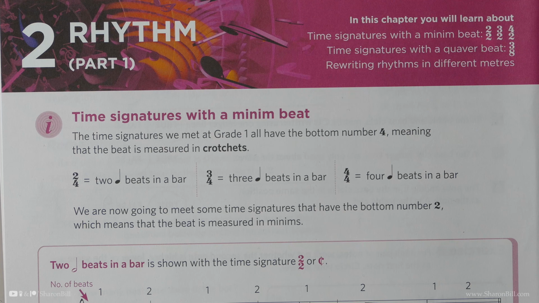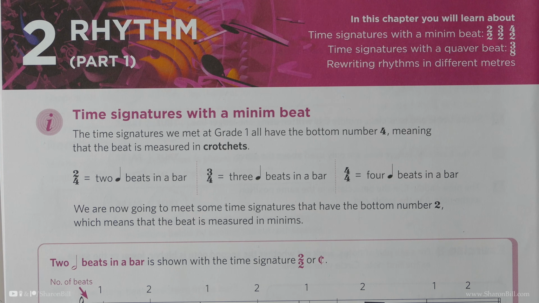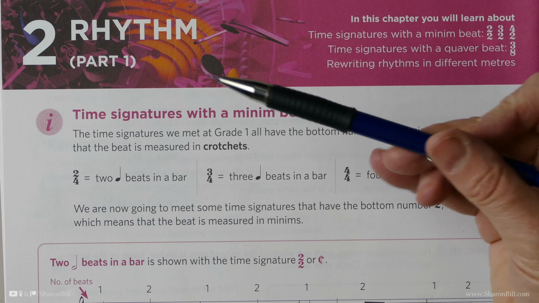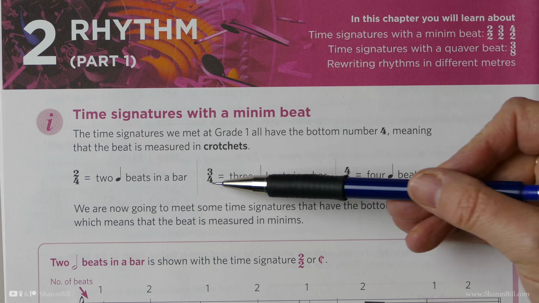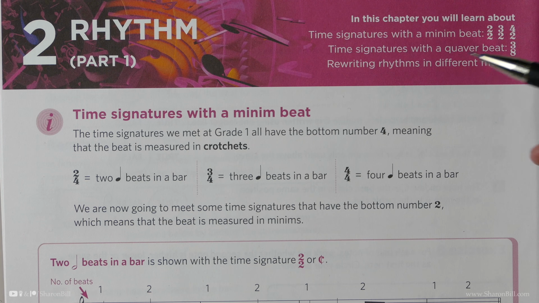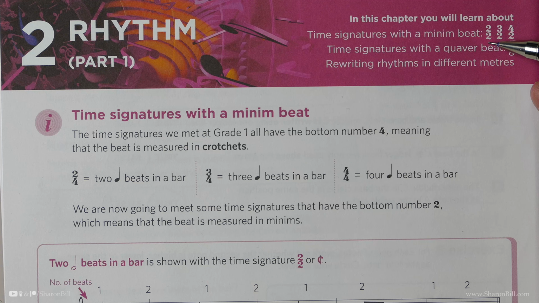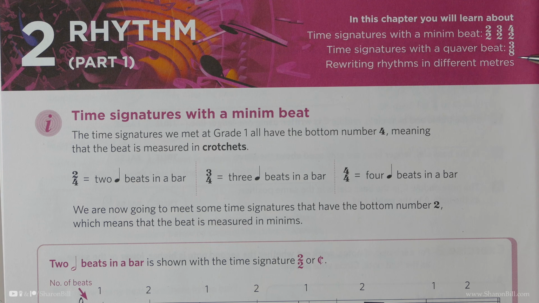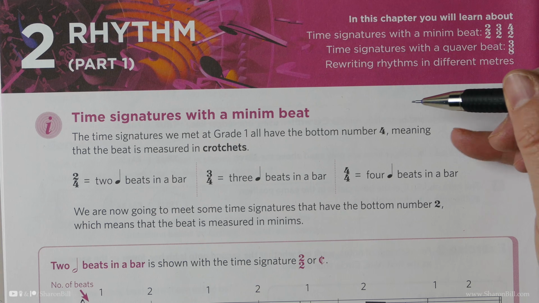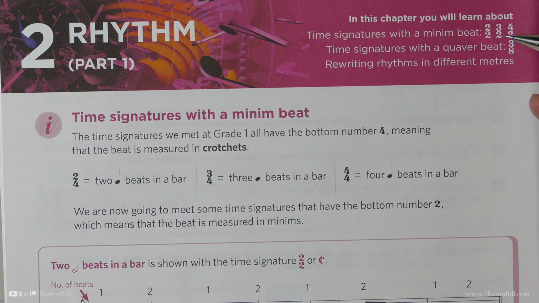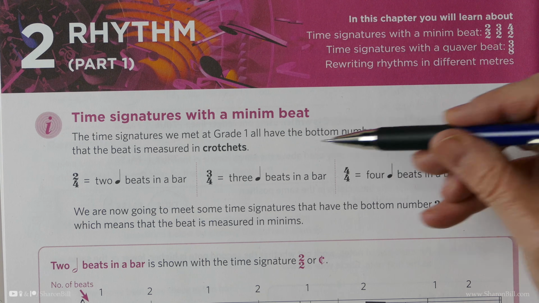We now move on to page 6 of the Grade 2 Discovering Music Theory workbook, and we now move on to time signatures where the bottom number changes. Previously we've been counting in crotchet beats, which is the bottom number 4, and we're going to move on to where the bottom number is 2, meaning minim beats, or 8, meaning quaver beats. However, before we go into these pages, it's really helpful to just understand how these numbers work. So let's just take a moment.